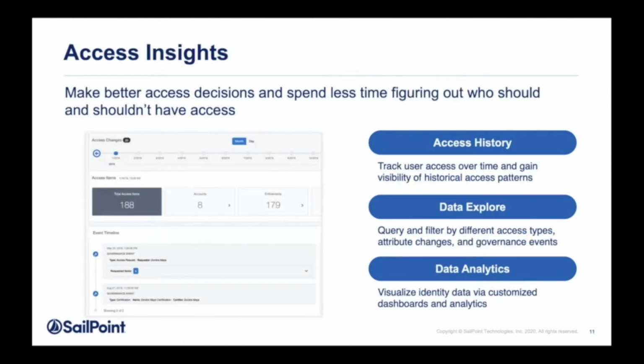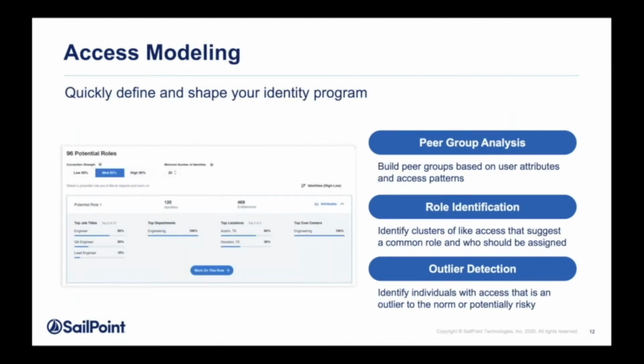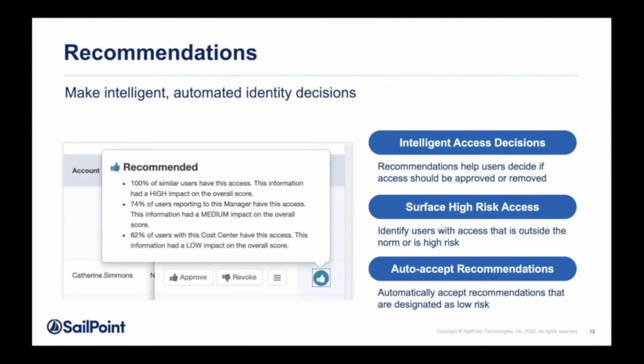Access Insights evolves your identity program into a strategic resource by capturing and analyzing all access activities and events. Access Modeling answers the question, who should get access to what, so you can build and maintain your role strategy correctly. Recommendations use artificial intelligence-driven recommendations to determine if a user's access should be approved or removed.